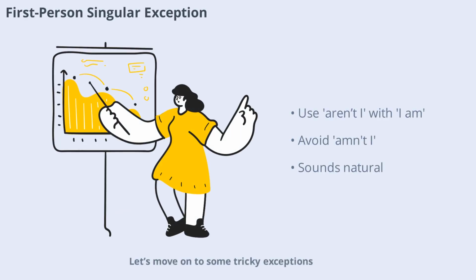Let's move on to some tricky exceptions. One common exception is with the first person singular, "I am." Instead of saying "amn't I," which isn't standard English, you should use "aren't I." For example, "I am on the guest list, aren't I?" This is a unique rule, but it's important for sounding natural.